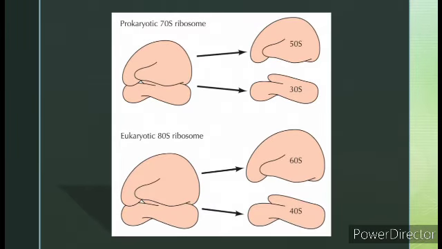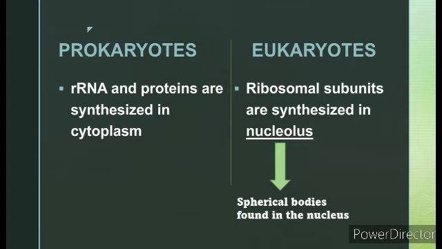In prokaryotes, the 70S ribosome is made up of a 30S subunit, which is smaller, and a 50S subunit, which is larger. And in eukaryotes, the 80S ribosome is present as a 40S smaller subunit and a 60S larger subunit. In prokaryotes, rRNA and proteins are synthesized in the cytoplasm, while in eukaryotes, ribosomal subunits are synthesized in the nucleolus, which is a spherical body found inside the nucleus.